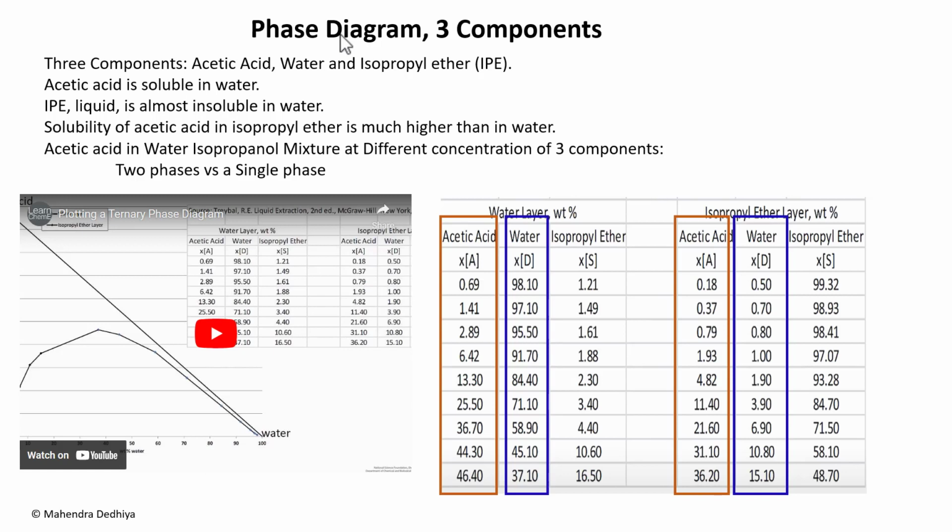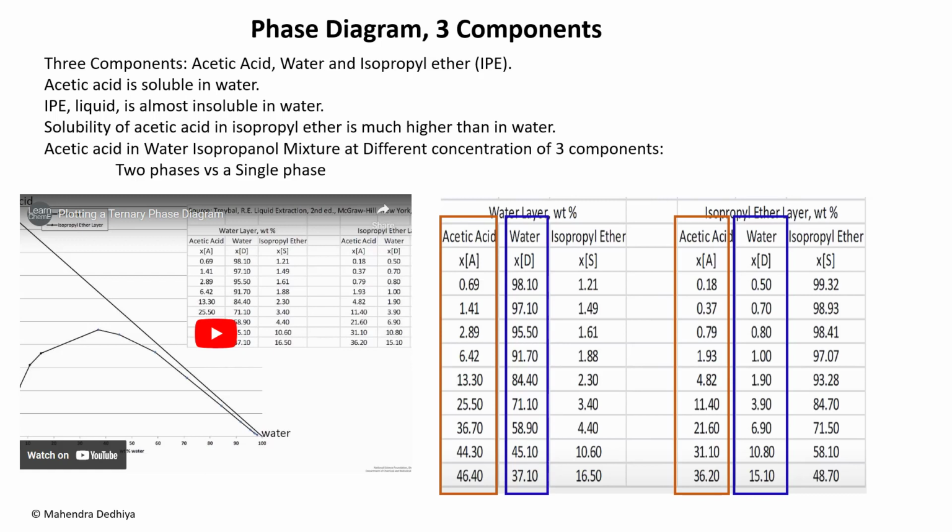Phase diagrams are simple to construct, and I'll show you how it's done. We'll take a simple example: acetic acid, water, and isopropyl ether. Isopropyl ether and water do not mix. Acetic acid mixes in both water and isopropyl ether. We look at equilibrium solubility of acetic acid in water and isopropyl ether mixtures.